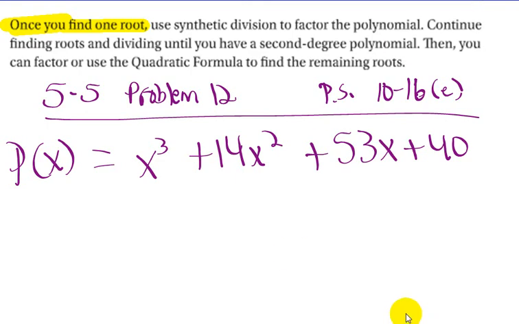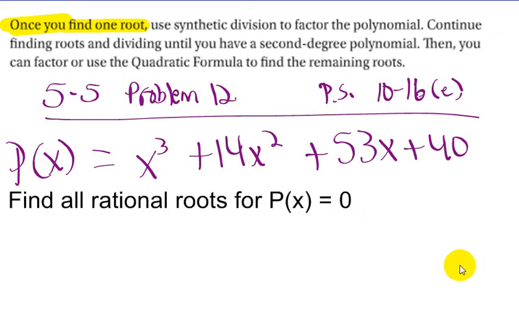Okay, for 5-5, our second problem set of our homework, that is problem set 10 through 16 evens. So in the second problem set, it says find all rational roots for p of x equals 0. So we're going to find all the rational roots for p of x equals 0, and we're going to follow these instructions that say once you find one root.